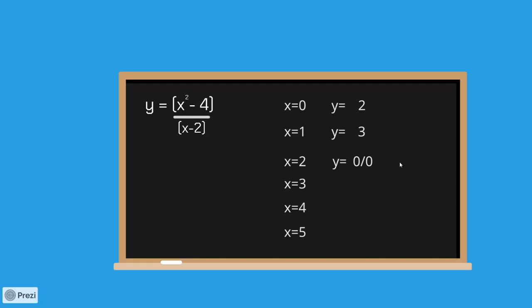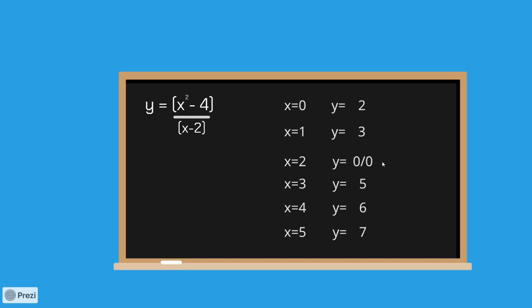1 by 0 itself was horrible. Now we got 0 by 0. So x is equal to 3, y is equal to 5; x is equal to 4, y is equal to 6; x is equal to 5, y is equal to 7. Man, all the other values are beautiful, 5, 6, 7, except for this value. y is equal to 0 by 0.